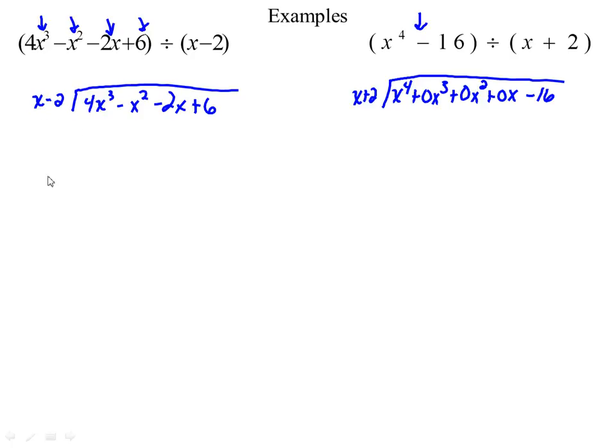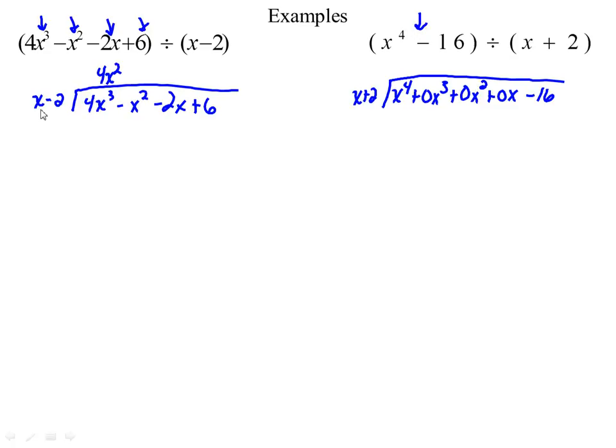4x squared, and that's going to go up top. 4x to the 3rd divided by x. We did this in 4.1. Remember, that's just going to cancel out to x squared, so you get 4x squared. Okay, we did that in 4.1. Alright, so now we've got to multiply around.